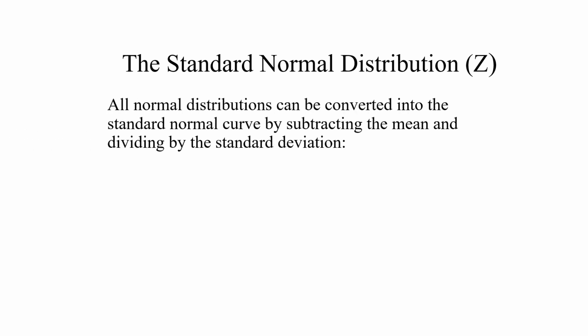Now at the end we will see the formula asked in previous year GATE question, the standard normal distribution Z. So all the normal distribution can be converted into standard normal curve by subtracting the mean and dividing by the standard deviation.